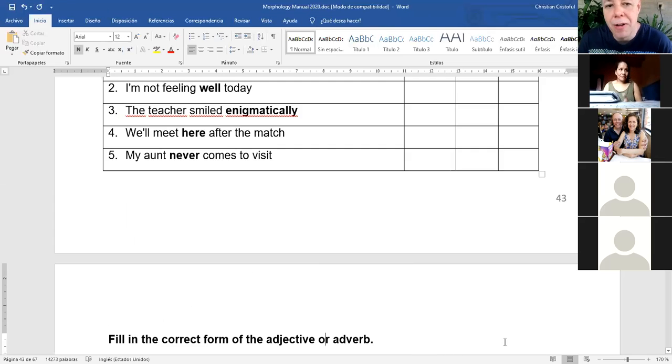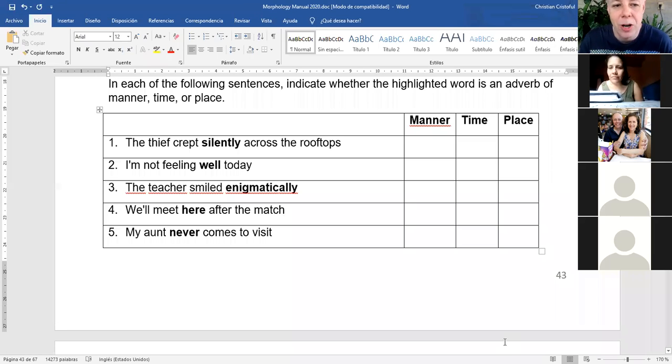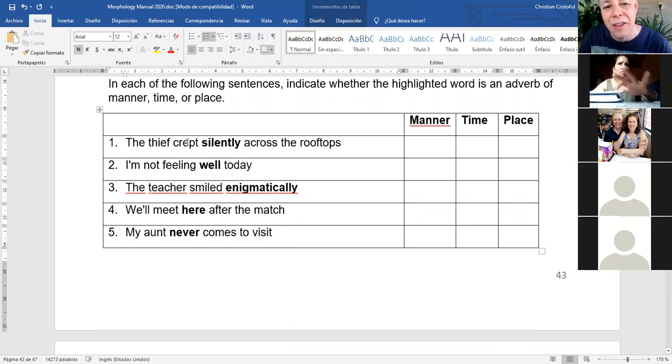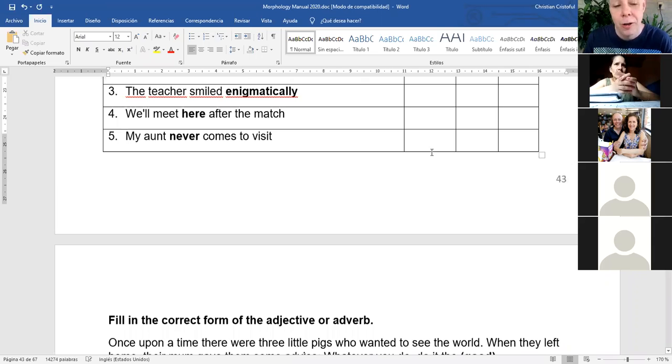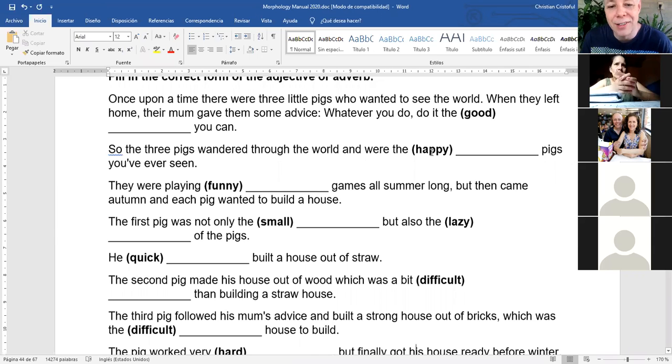Very good. And here you have an exercise to classify them. For example, number 1 says, the thief crept silently across the rooftops. Silently is the word in bold letters, and it tells you how this thief crept. So if it tells you how something was done, then we can classify it as an adverb of manner because it's the way he did it. Okay, super easy to understand. We covered this in school. So the rest is pure exercises.